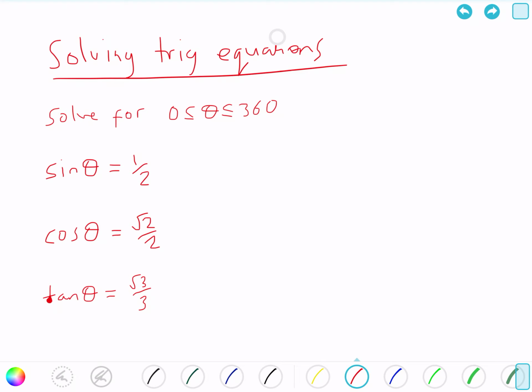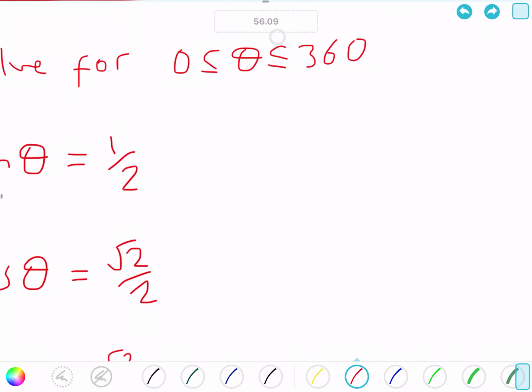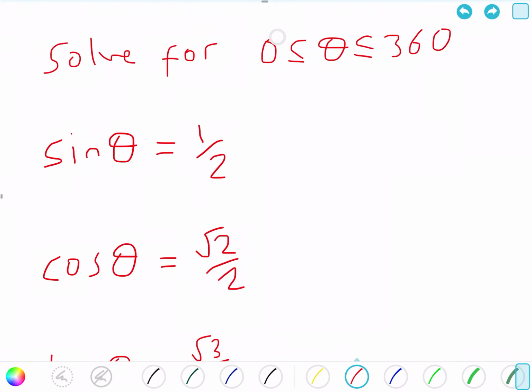So let's start with some fairly simple ones. You've got 3 here. If sine theta is a half, we have to find out what theta is. Now, you probably know you could just type in inverse sine of a half on your calculator. But going back to the video we did before, remember, maybe we don't have a calculator, maybe it's a non-calculator paper. But we remember from the special triangles that sine 30 gives us a half. Sine 30 is a half. So just using our special triangle knowledge, we can write theta equals 30.